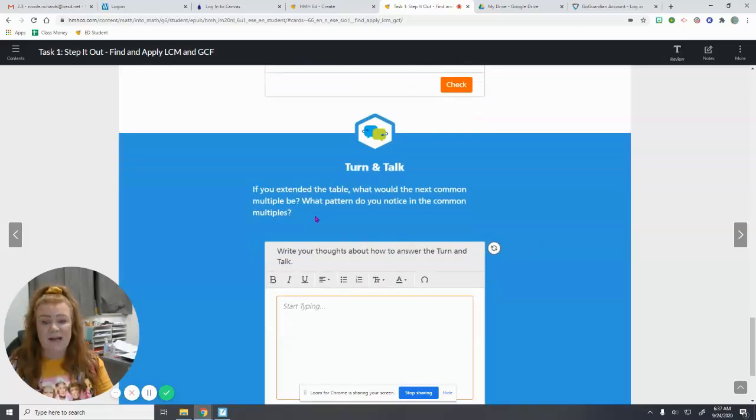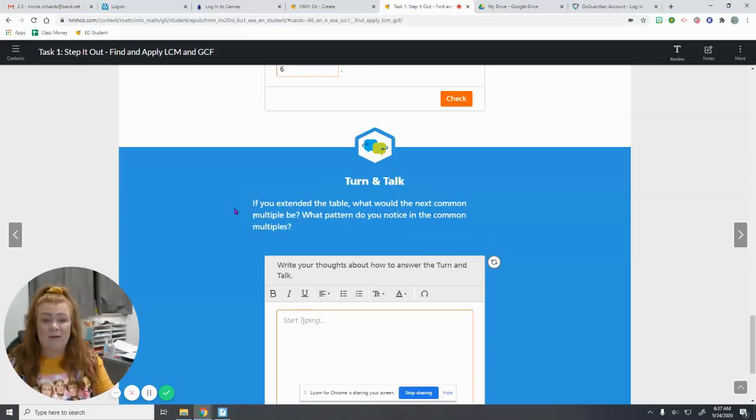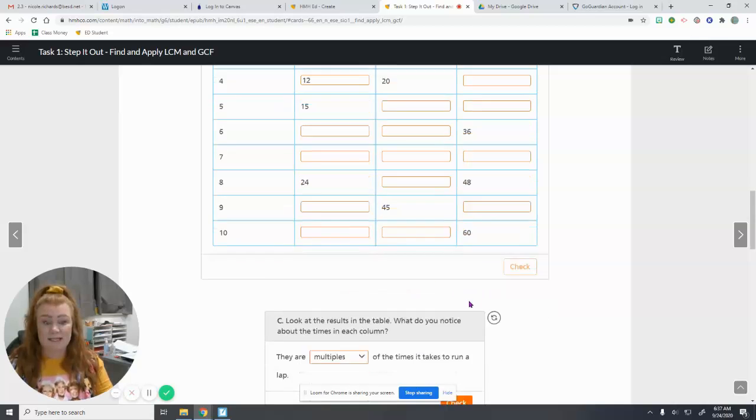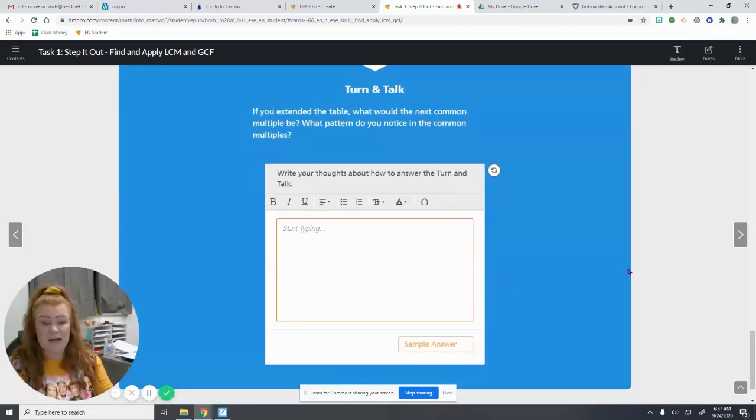Okay, so go ahead, and this is asking if you extended the table, that means added to it, what would the next common multiple be? So if they ran 11 laps, tell me how many minutes for 3, for 5, and for 6 for your turn and talk there. Let's go ahead and pause and do that. Oh, and then also make sure to tell me about other patterns you notice.